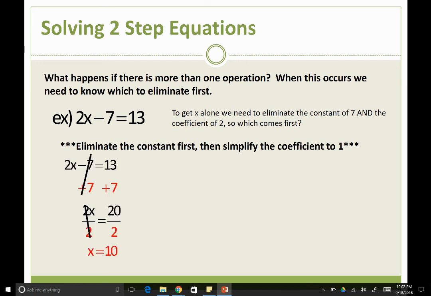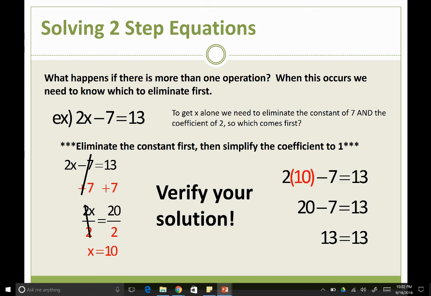So if we look, you can see we're going to eliminate the constant with its additive inverse of positive 7 and do it on both sides. Then we are going to divide by 2 with the multiplicative inverse and then do that on both sides, and we get x equals 10. But how do we really know that 10 is the solution? Remember, what does it mean to be a solution? That it's going to make that equation true when we substitute 10 back in for x.